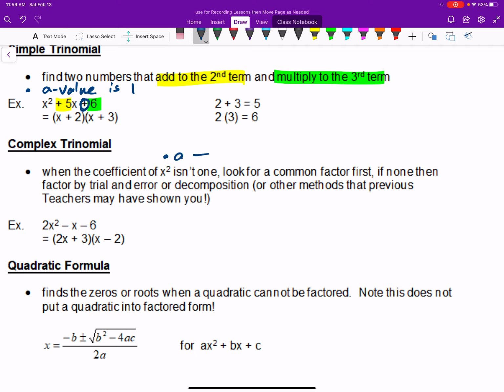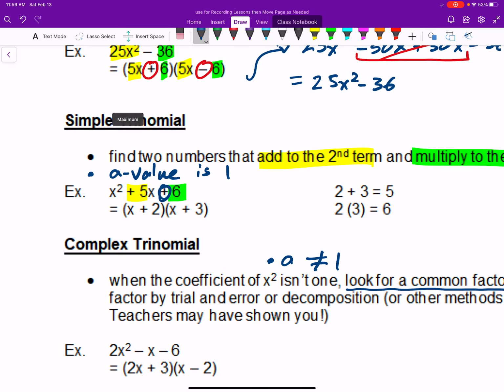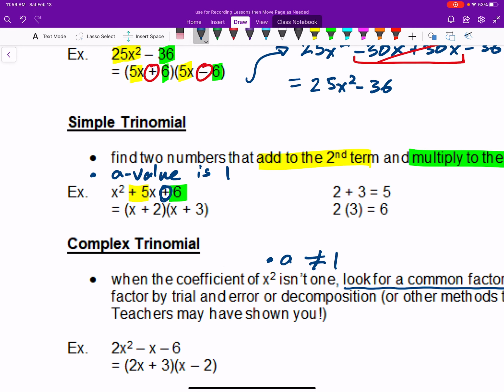So a is not equal to 1, so maybe it's 2 or 3 or negative 5 or something like that. We always look for a common factor first. And I didn't mention looking for a common factor first in the simple trinomial because I forgot, to be honest. In a simple trinomial, you won't find a common factor because there's no x in the last term, so I won't be able to take an x out.